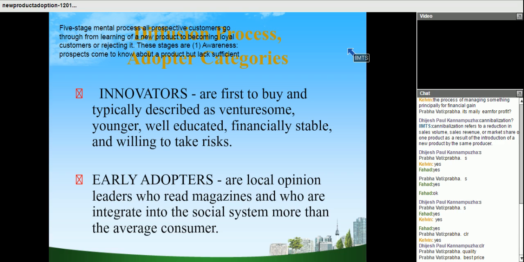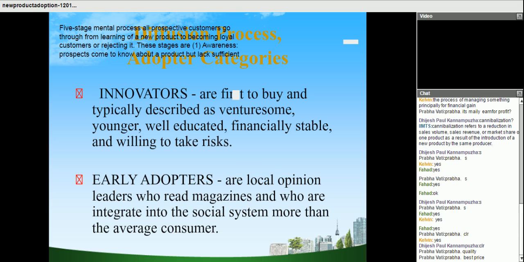Diffusion process, adopter category, innovators. Innovators are the first to buy and typically described as venturesome, younger, well-educated, financially stable, and willing to take risks. Right? So the first set of buyers are known as innovators. Early adopters. They are the local opinion leaders who read magazines and who are integrated into the social system more than the average consumers. Right?